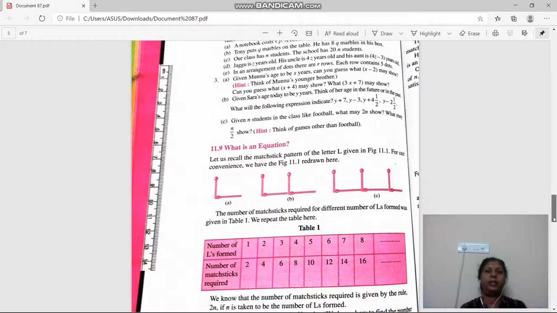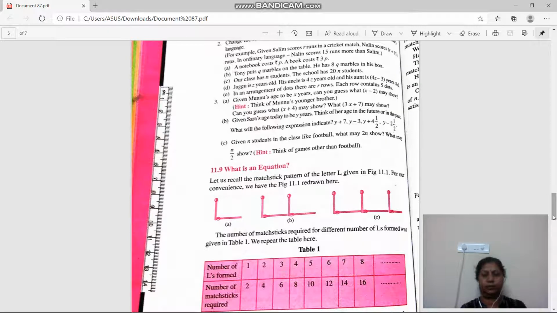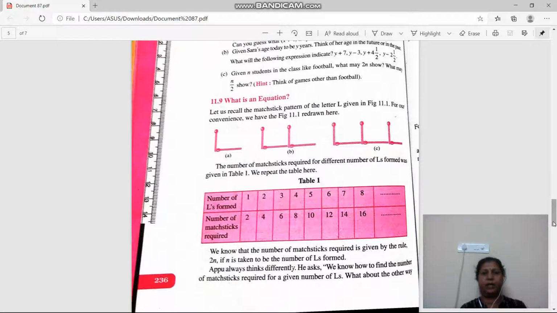Now what is an equation? Just a few seconds ago I told you about the equation. Let us recall the matchstick pattern of L. In the first topic we studied the pattern of L that two girls make with the help of matchsticks. See figure 11.1, which we have redrawn here for our convenience.